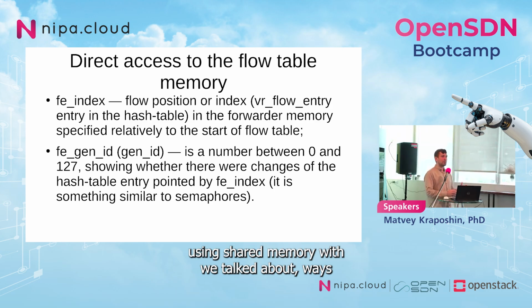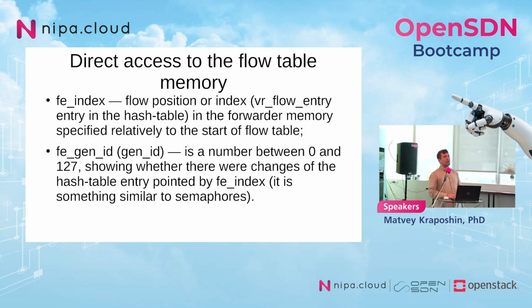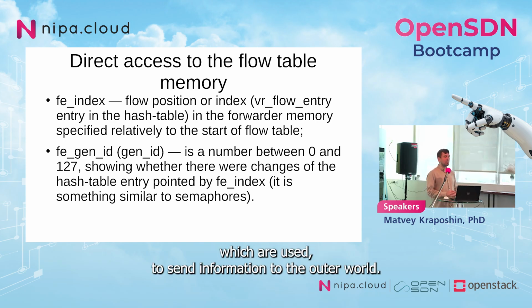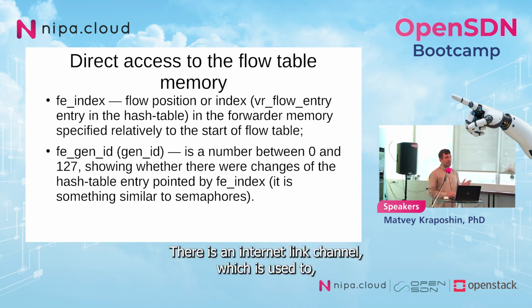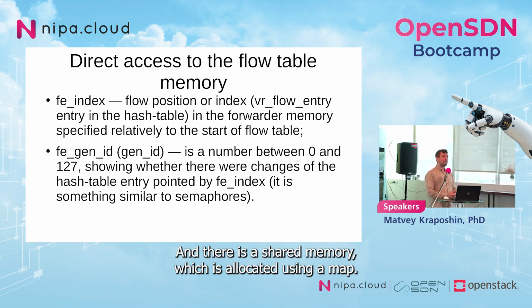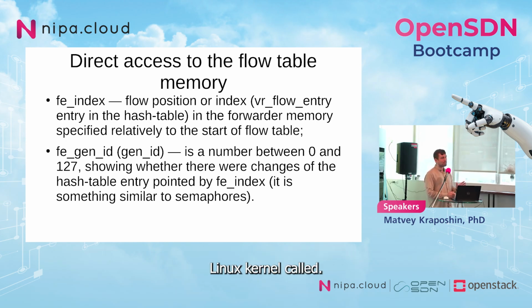We talked about ways how the router forwarder talks with outer world, and I told you that it has some auxiliary interfaces which are used to send information to the outer world. There is a netlink channel which is used to send request or receive response, and there is a shared memory which is allocated using a map Linux kernel call.